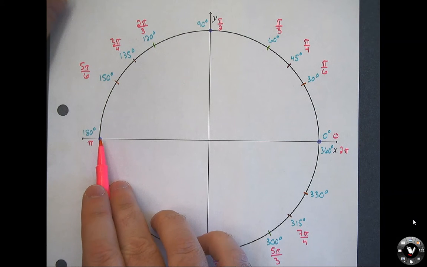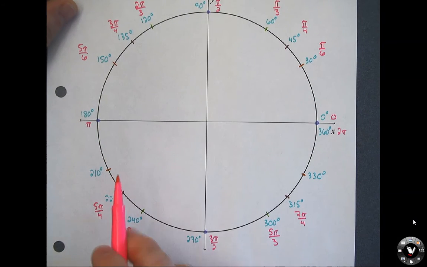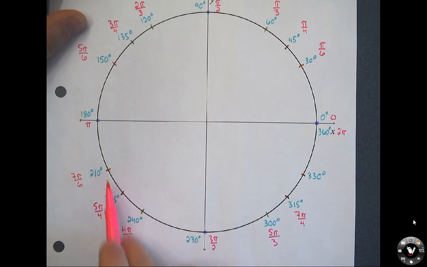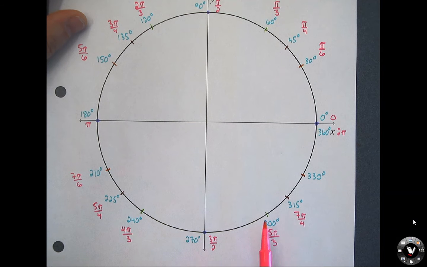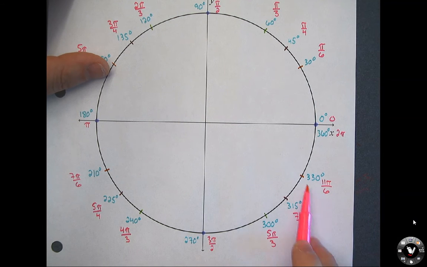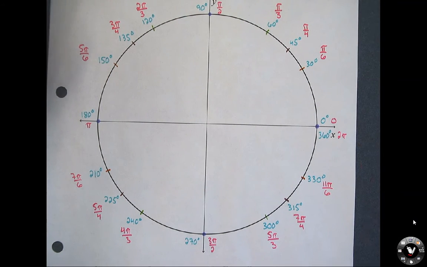6 pi over 6 becomes 1. 7 pi over 6. 7 and 6 don't reduce. 8 pi over 6 reduces. 9 pi over 6 reduces. 10 pi over 6 reduces. And then we get to 11 pi over 6. And then 12 pi over 6 takes us back to 2 pi. Okay, so there's all of our rotations.